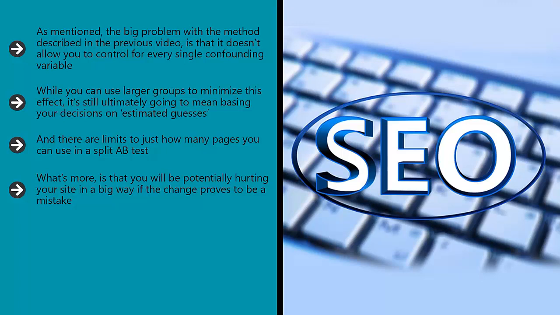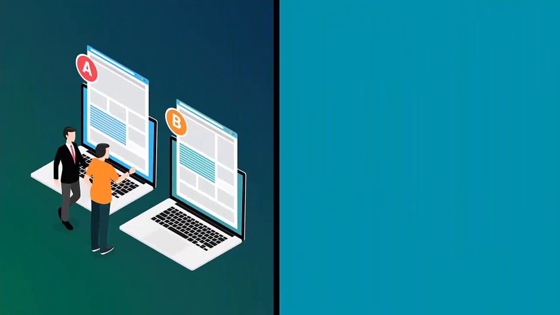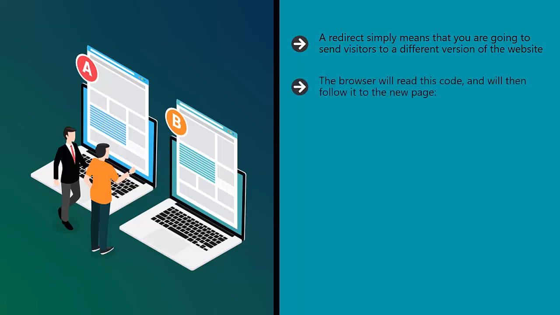The whole point of A/B testing is to conduct the experiment in a controlled manner. So what can you do? One answer is to use a redirect, which has different and unique pros and cons. A redirect simply means that you're going to send visitors to a different version of the website. This will use a number of different methods, more in a moment, but one of the simplest is the HTML redirect. The browser will read this code and will then follow it to the new page.